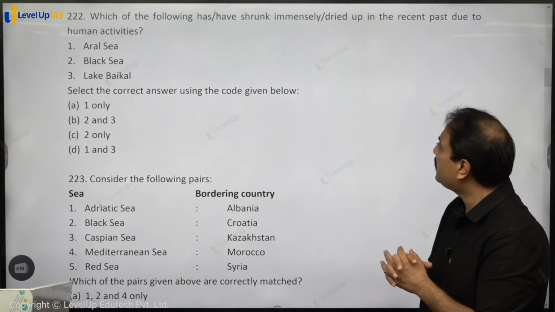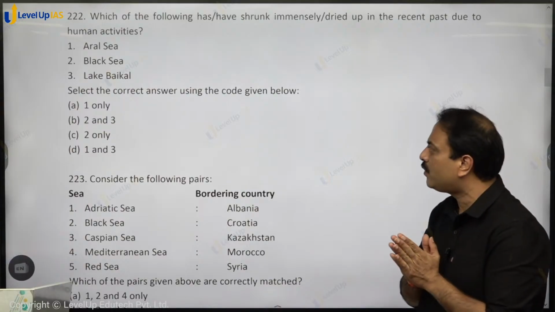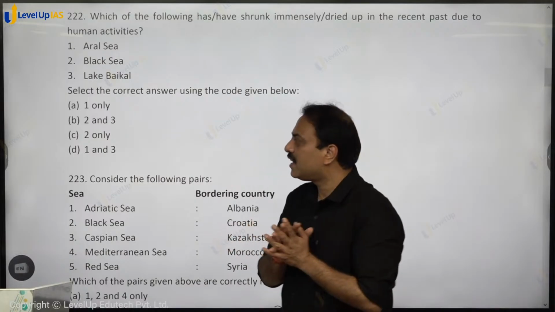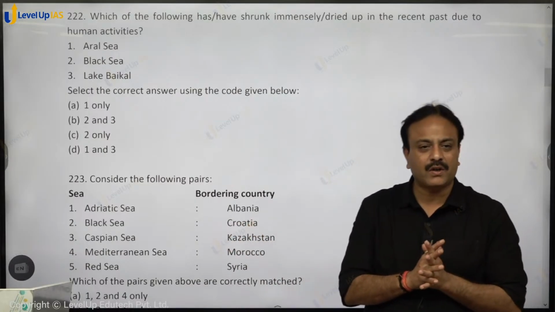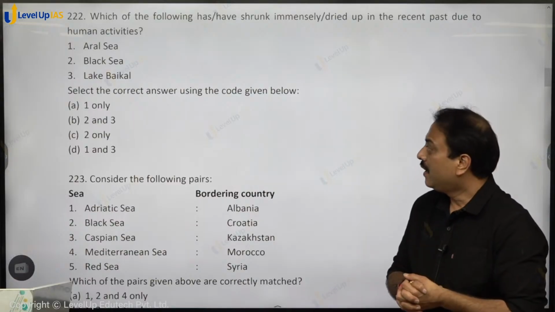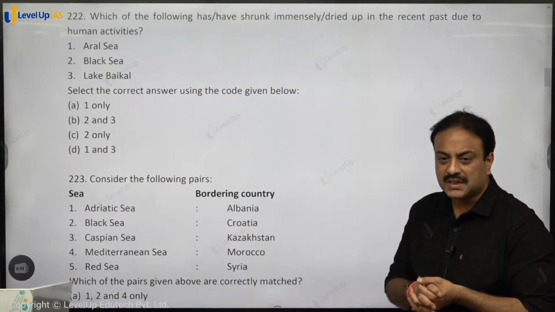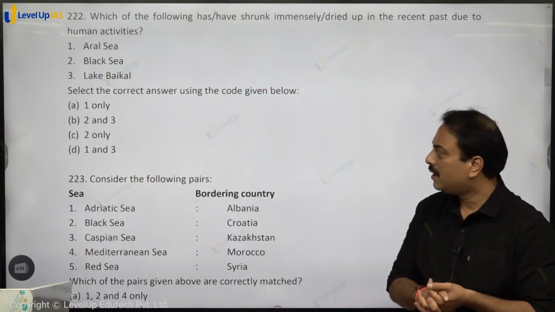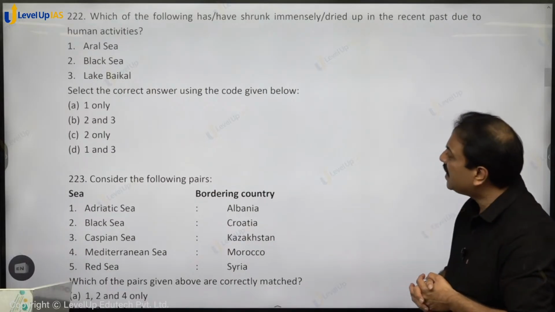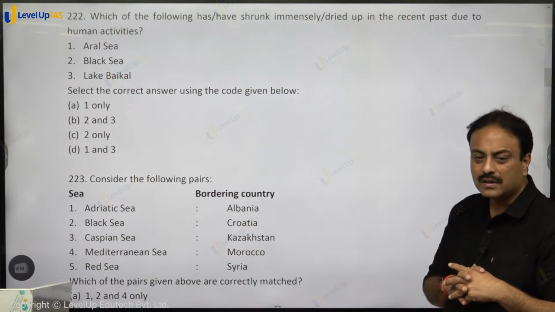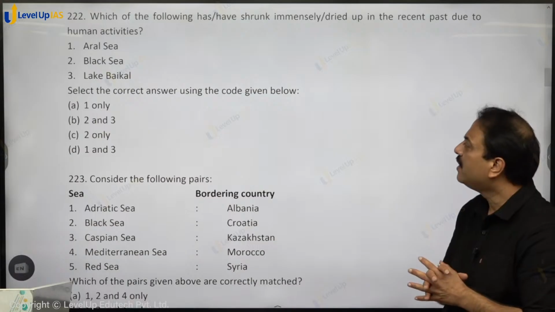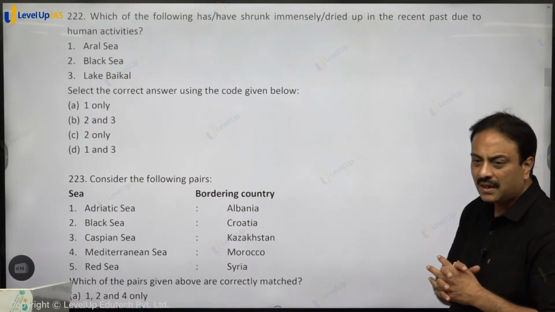Which of the following have shrunk immensely, dried up in the recent past due to human activities? Aral Sea. Another water body written as Black Sea. Black Sea will not dry up because it is connected to Mediterranean, further to Atlantic. Lake Baikal is one of the deepest lakes present in Russia. So Lake Baikal is drying out, but the question is asking about immensely drying out, shrunk, at the verge of extinction. So that is not the case with Lake Baikal.